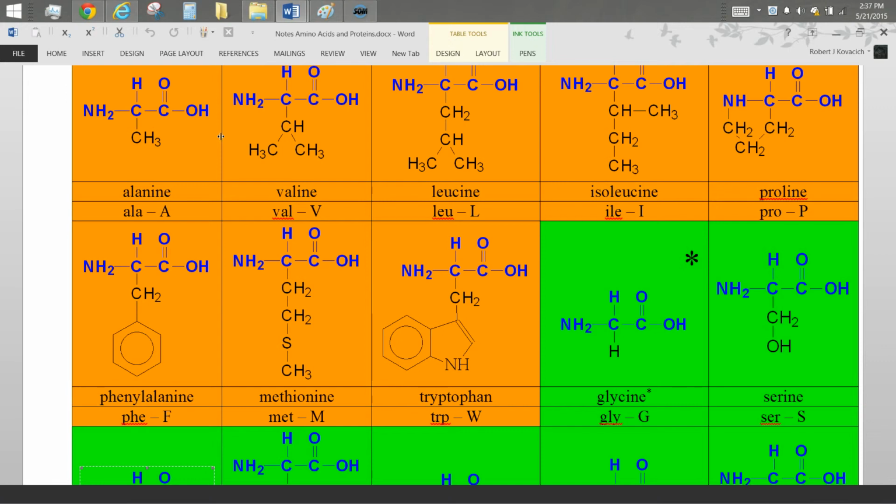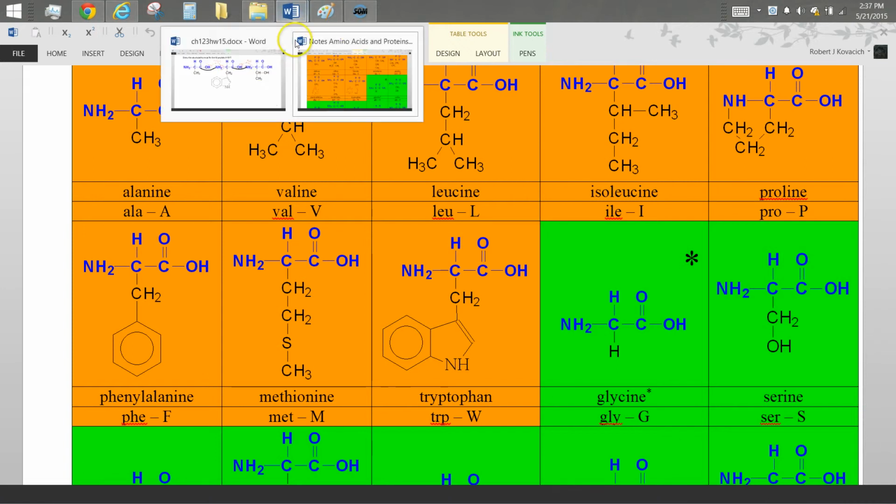So you might see something that looks like this on the test that doesn't have the background colors, just has everything listed. And you got to remember, by looking at the molecule, that side chain, is that going to make it polar or non-polar? That kind of deal. Or is that an acid, or is that a base?